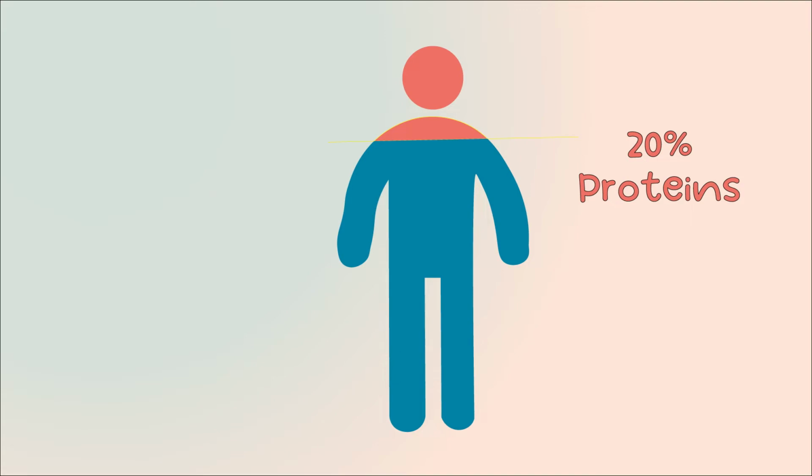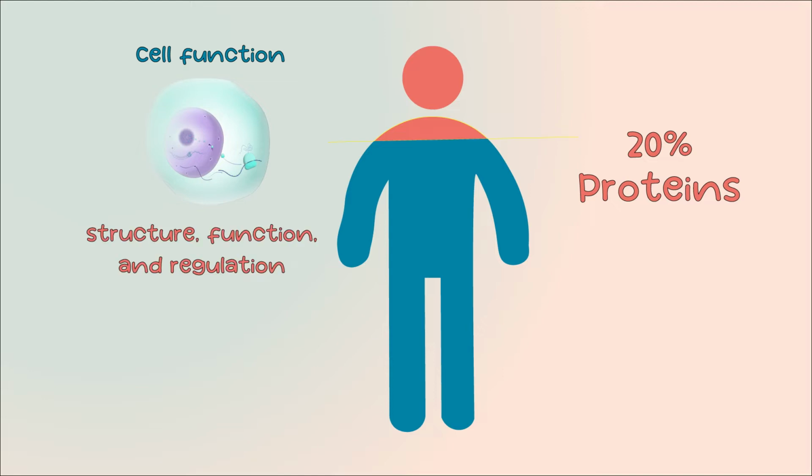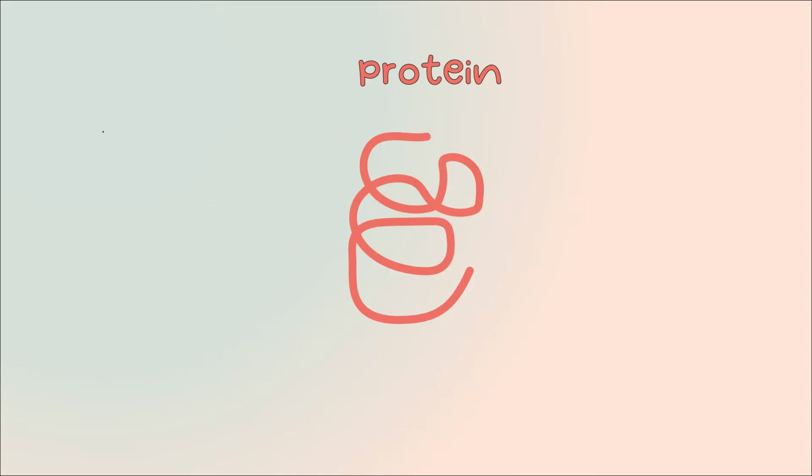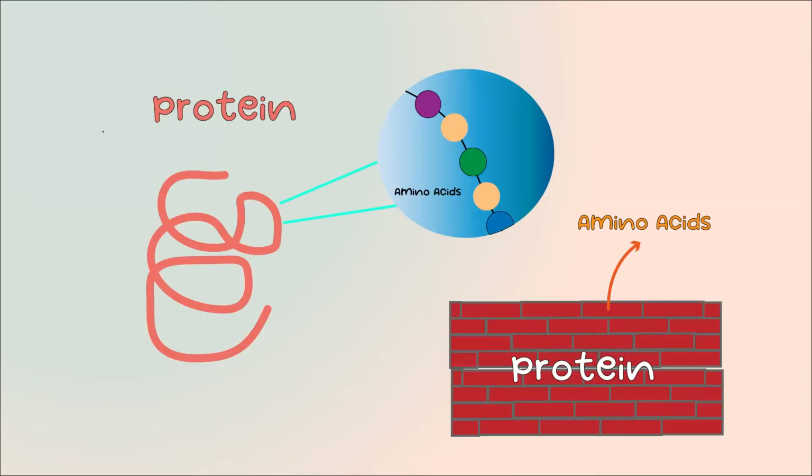So let's get started. The human body is made up of 20% protein that plays a major role in cell function. They are essential for the structure, function, and regulation of the body tissues and organs. Proteins are made up of smaller units called amino acids, which are the building blocks of proteins. They are attached to one another by peptide bonds, forming a long chain of protein.